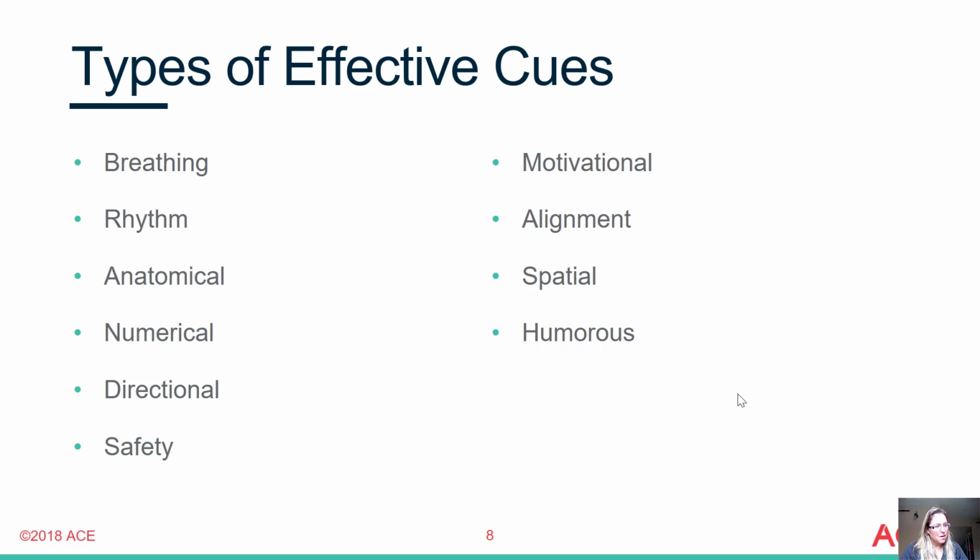So other types of cues that are effective, and things that we want to think about cueing in our classes, is breathing. Okay, that's a big one, especially during our strength training segment of the class. For example, if I have somebody doing an arm curl exercise, I would say to exhale when you bring the weight up or curl up, and inhale when you lower it back down. Or a push-up, I would say exhale as you push up and inhale when you lower down. So always try to reinforce the breathing cues, especially during that segment of your class.